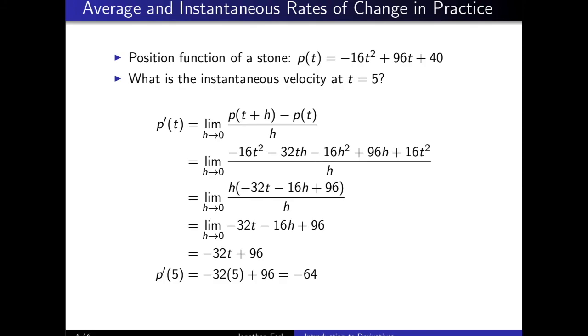So for the physicists among us, our final answer would be that the instantaneous velocity at 5 seconds is minus 64 feet per second. The minus sign just means that the stone is going in the downwards direction, where we're taking positive to be up and the negative direction is down.